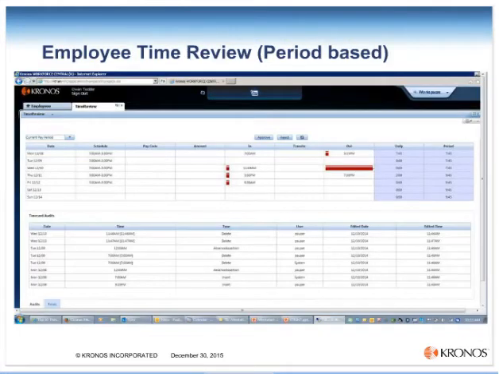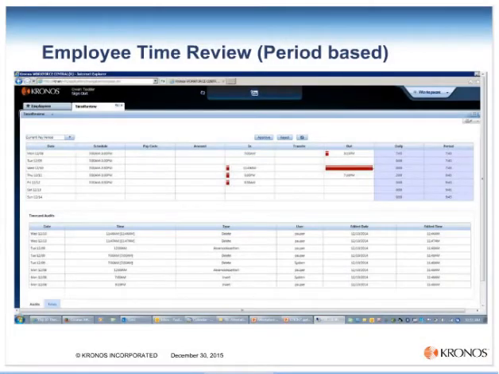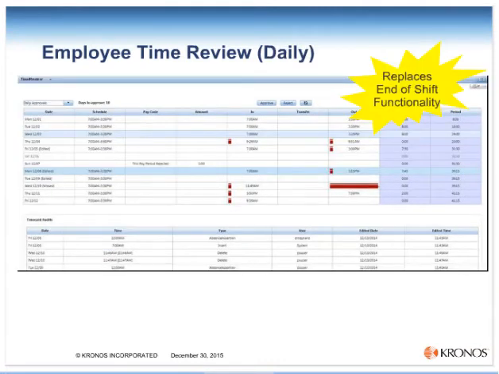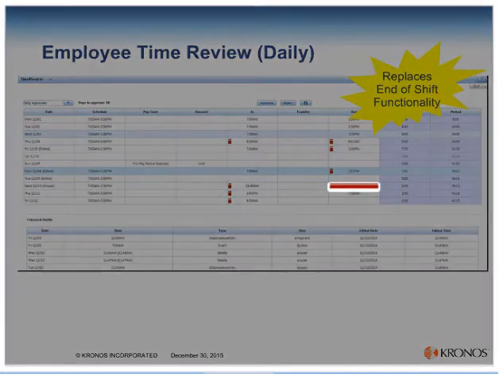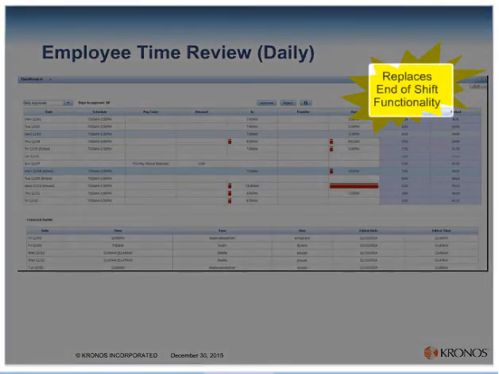Time Review provides employees with the ability to review pay period or daily information and not only approve, but also reject that information. Daily Time Review provides employees with the ability to fix missing punches and is the replacement to what was called end-of-shift functionality in earlier versions of the toolkit.